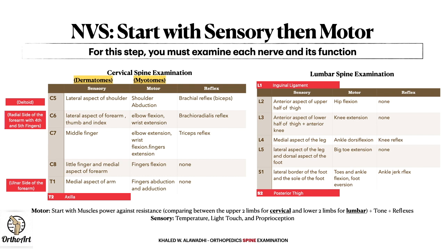For motor, you start with muscle power against resistance, comparing between the two upper limbs for cervical and the two lower limbs for lumbar, with tone and reflexes, as I mentioned earlier. So for muscle power against resistance, you ask the patient to do a certain step. Let's say, for example, hip flexion: you push against resistance and see how much he scores out of 5. Then the tone, you check if he's moving. And then reflexes, you check the reflex.